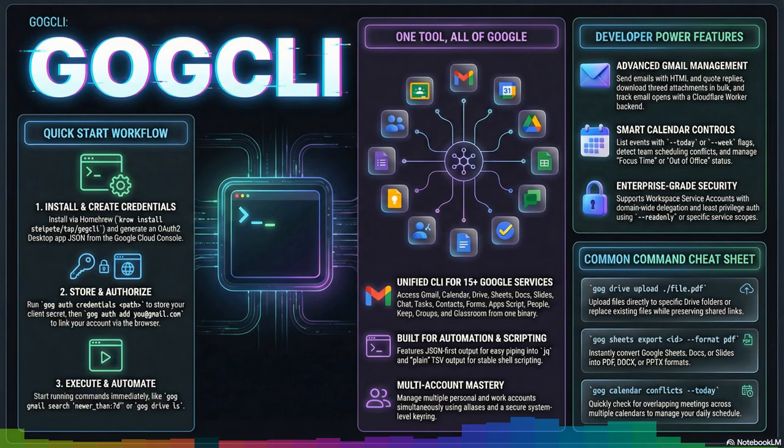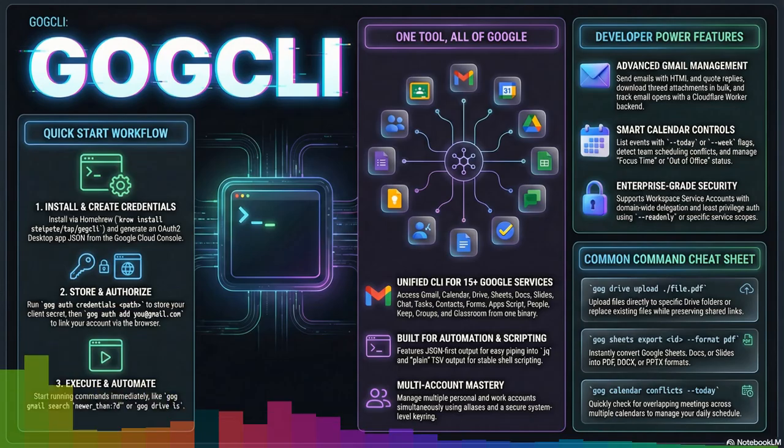Okay. But the real secret sauce here isn't just the speed, it's the philosophy. It's designed for JSON-first output. JSON first. Okay, I know we have a mix of listeners. Some are engineers, some are just productivity nerds. Why is that the headline feature?